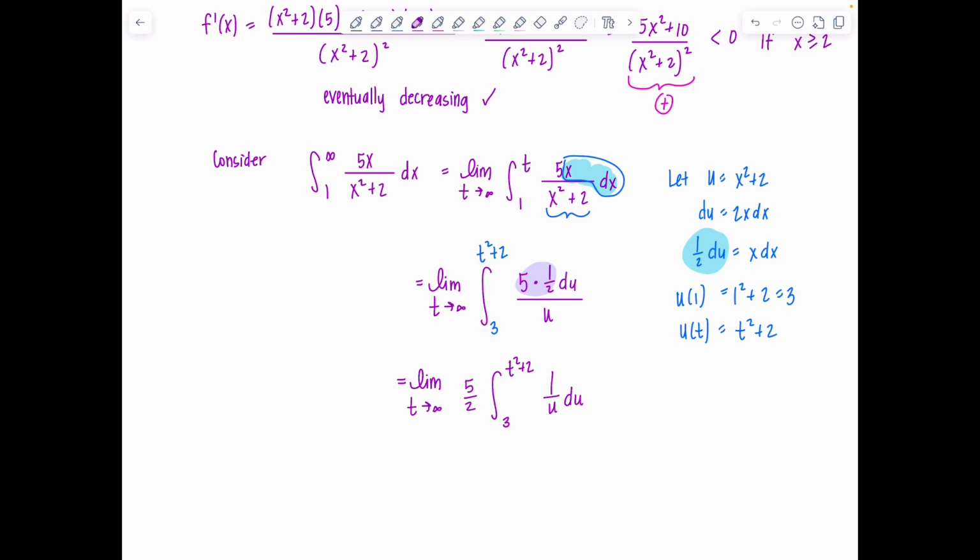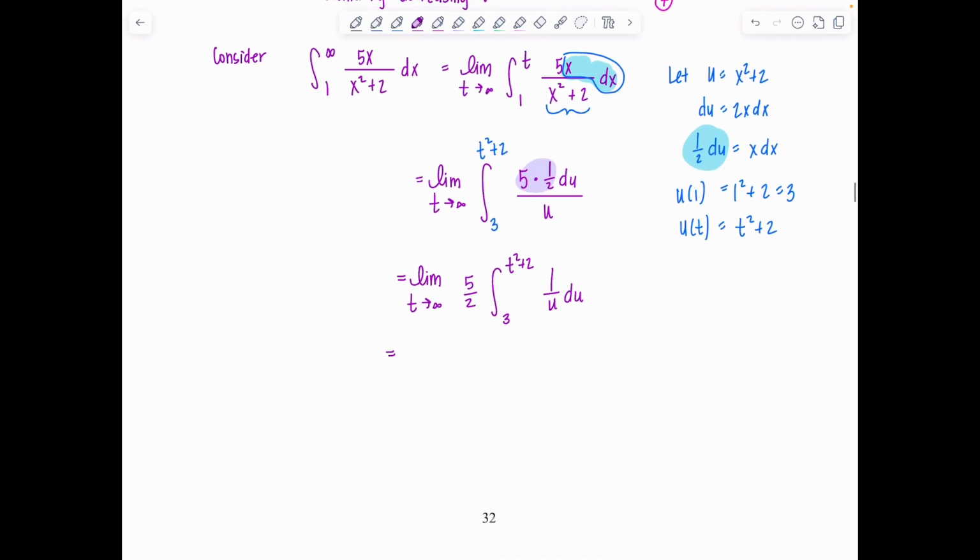You know the antiderivative of 1 over u? Oh, good for you. Yes, ln absolute value of u. So limit as t goes to infinity of 5/2 times natural log absolute value of u, evaluated from 3 to t squared plus 2. So then we have limit as t goes to infinity of 5/2 times natural log of absolute value t squared plus 2. That's already positive, so I'll just put parentheses, minus natural log of 3.